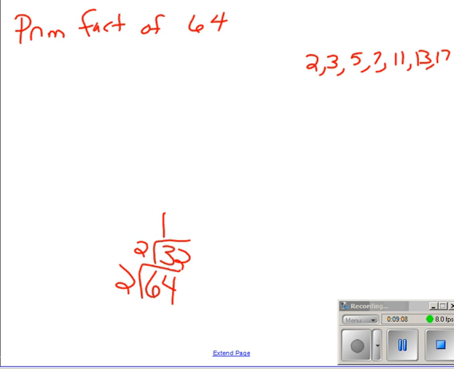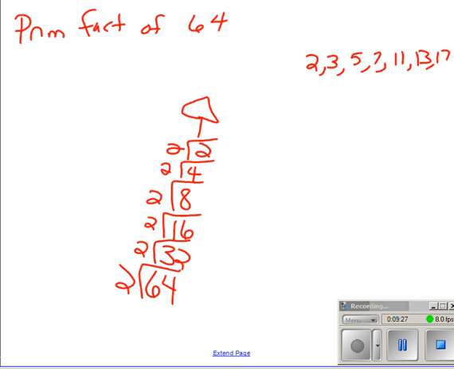32 divided by 2 is 16. Divide that by 2. 8. Divide that by 2. 4. That wasn't a good one to do. 2. 2. 2. Candle. That's your 1. Okay? So the prime factorization of 64 is 2 times 2 times 2 times 2 times 2 times 2.